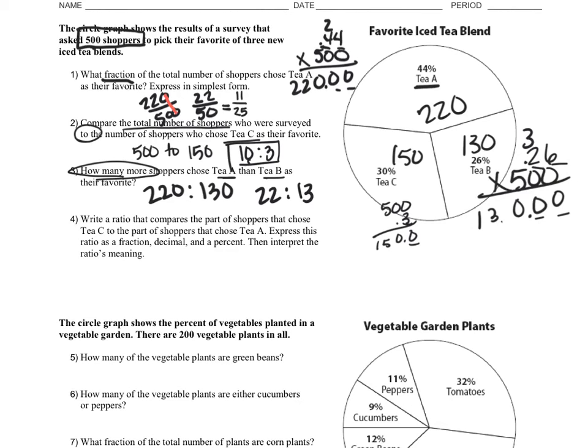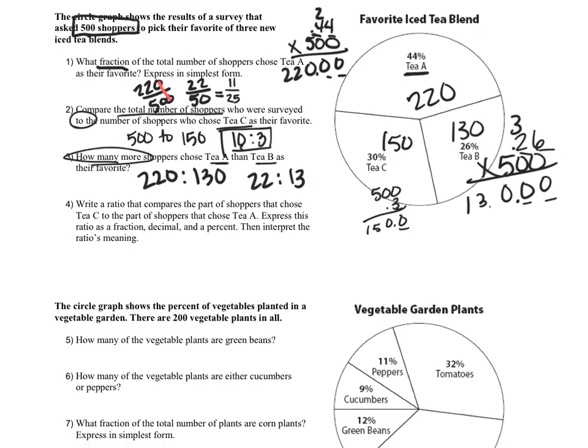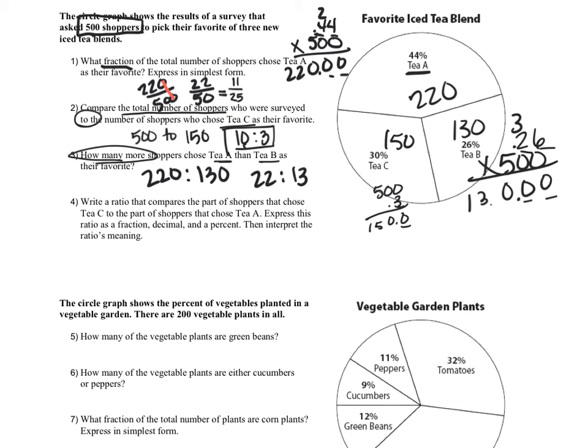Okay. And then write a ratio that compares the part of shoppers who chose TC to the part of shoppers that chose TA. Express it as a ratio and then interpret its meaning. So, the part of the shoppers that chose TC, 150, to TA, 220. So then interpret the ratio's meaning. The TC to TA. Okay. So I'm going to go with more people like TA. Why? There's more people that chose it. So I could interpret it that way. What's the ratio's meaning? That TC is smaller. We could go a lot of different ways, but I'm going to go with that more people like TA.